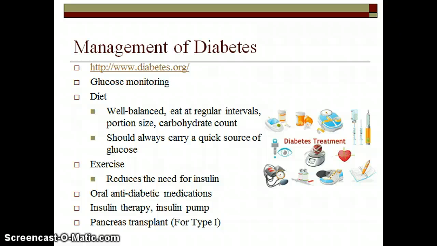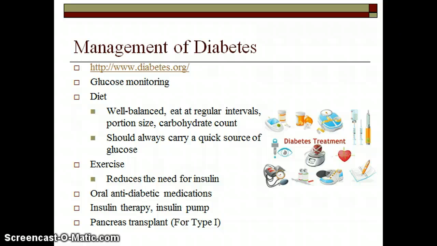Their diet, we want them to eat a regular, well-balanced diet that has good proportion sizes. They should limit their carbohydrate intake because carbs break down fastest in the simple sugars. And they should eat at regular intervals throughout the day. So no skipping meals. They're going to experience more highs and lows in their glucose level.